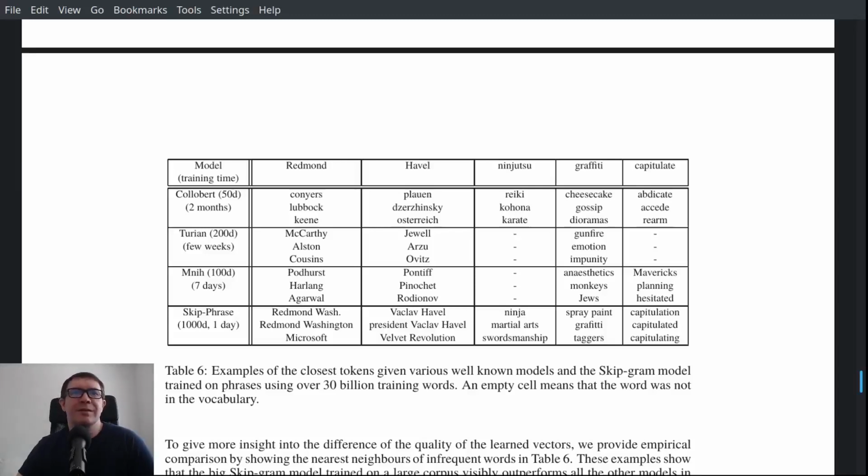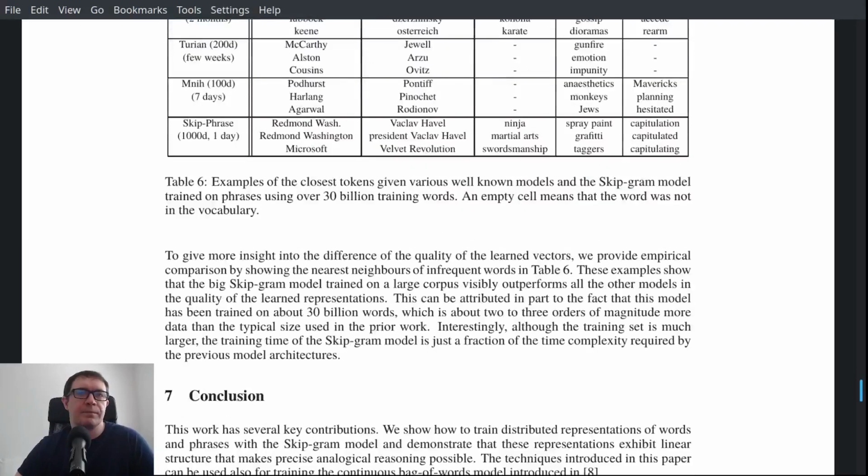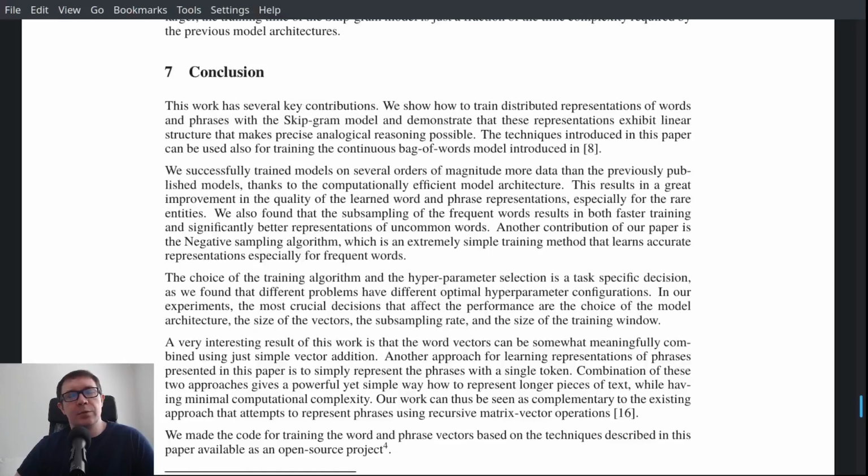That's pretty interesting. Then you have the skipgram phrase results: spray paint, graffiti, and taggers. Now this is clearly the best result of all. You could argue that spitting out graffiti again is kind of cheating, but taggers is certainly a related word. You know, taggers are the ones that go around spraying graffiti, and you use spray paint to do graffiti in general. So it comes up with correct results here, which is pretty interesting and clearly better than pretty much every other algorithm. Then in the conclusion, they just wrap everything up.